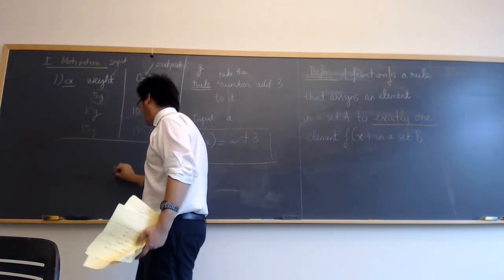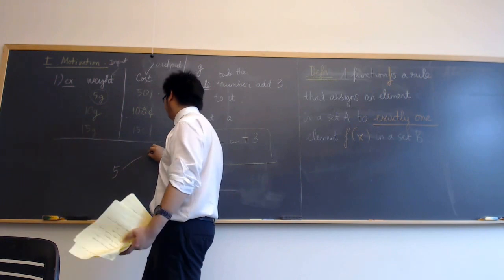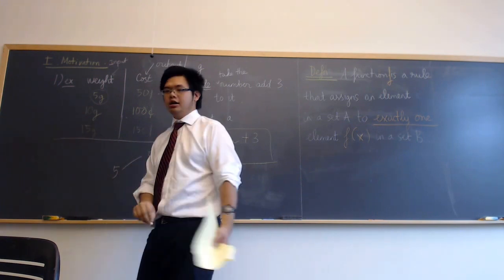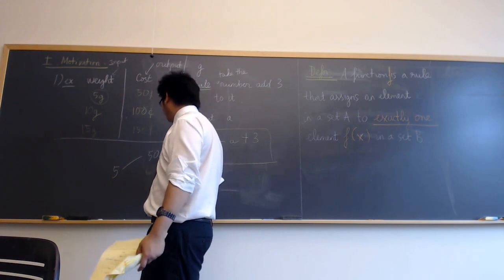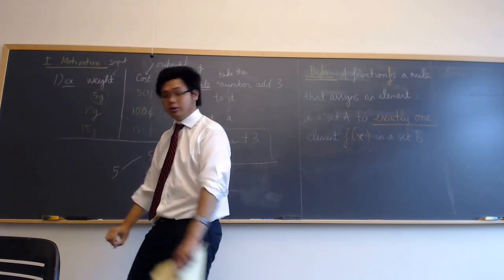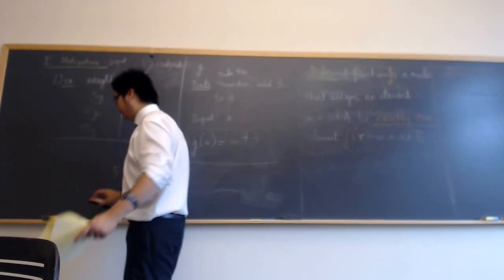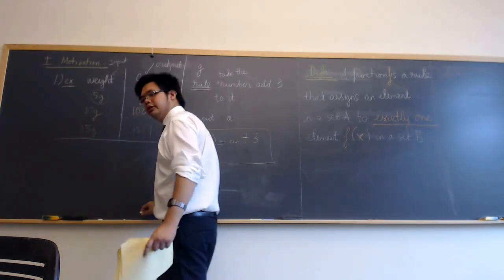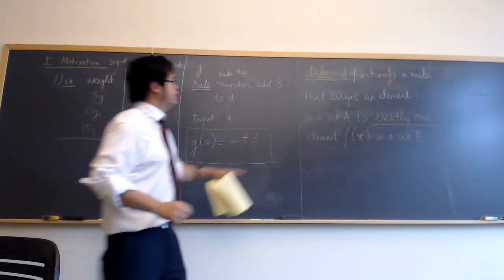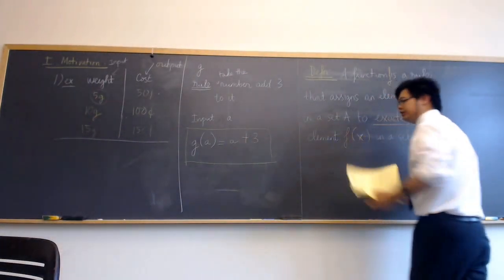So I cannot have a 5 gram package where I charge Kevin 50 cents because I like him, and charge Cindy 60 cents because I don't like Cindy. I'm going to charge her higher. No, I'm not going to do that. Well, mathematically I'm not going to do it, but who knows? All right. So that's the importance of having exactly one element in f of x.